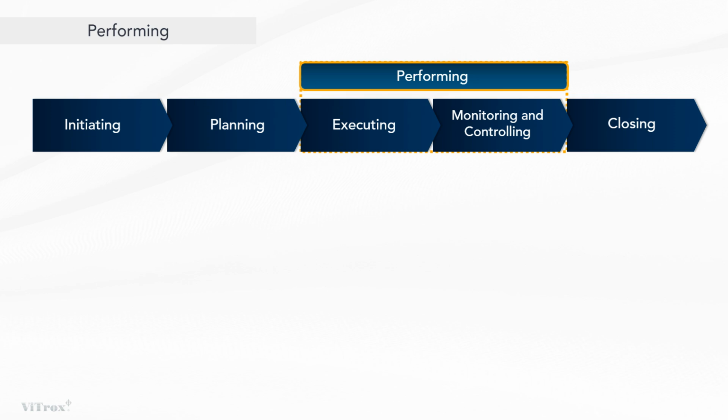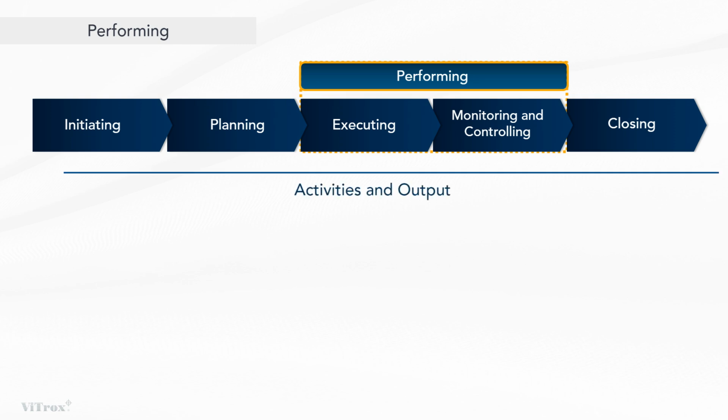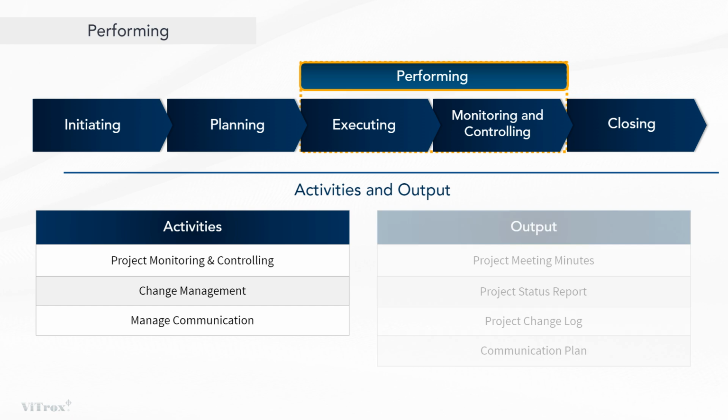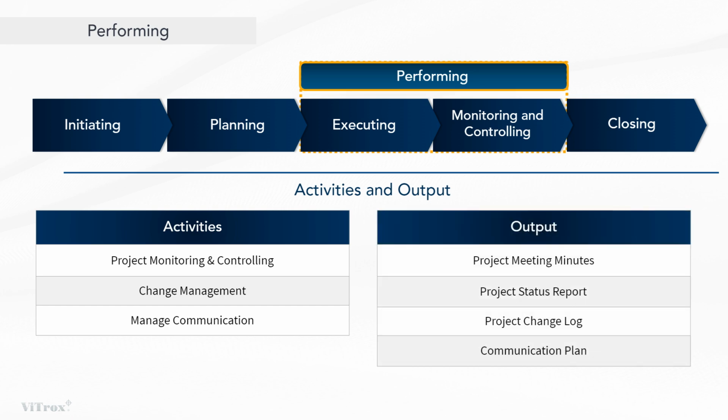The performing phase involves several key activities and outputs to ensure effective project execution. Project monitoring and controlling activity enables project teams to track progress, compare it against the project plan, and identify any deviations or gaps. Project meeting minutes and project status reports are the outputs which provide valuable information about discussions, decisions, and current project performance in this activity.